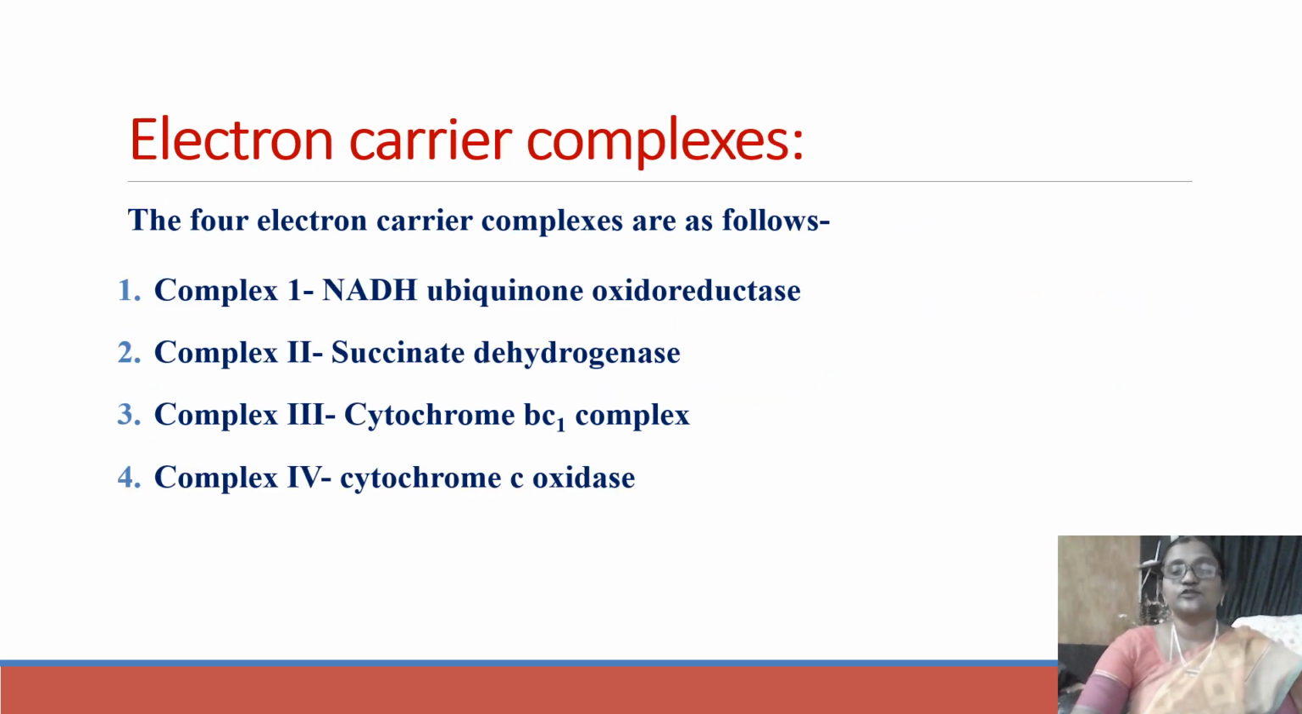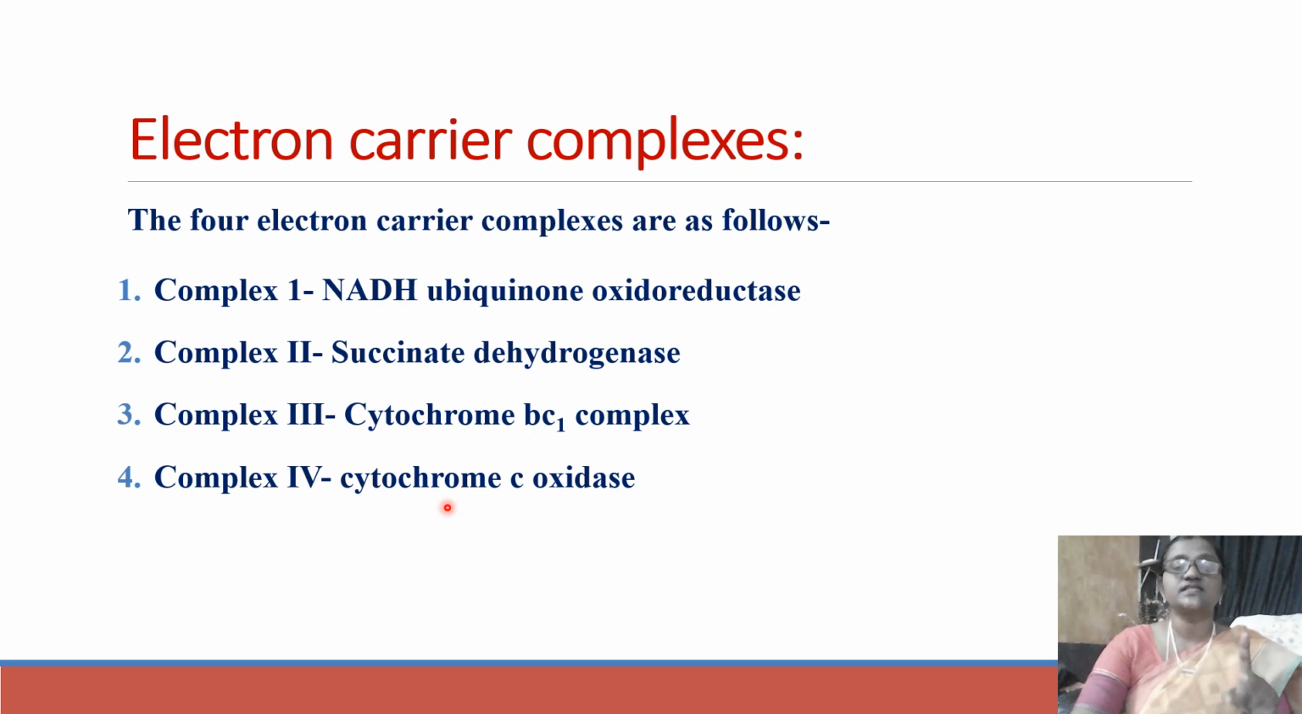Now let us study the most important component of the electron transport chain, that is, the electron carrier complexes. We have 4 electron carrier complexes. First is complex 1, which is called NADH ubiquinone oxidoreductase. Next is complex 2, which we call succinate dehydrogenase. Then complex 3, which is called cytochrome BC1 complex, and complex 4, which is cytochrome C oxidase. You also have a complex 5, which is ATP synthase, but that is oxidative phosphorylation, so I have included only the 4 main complexes.